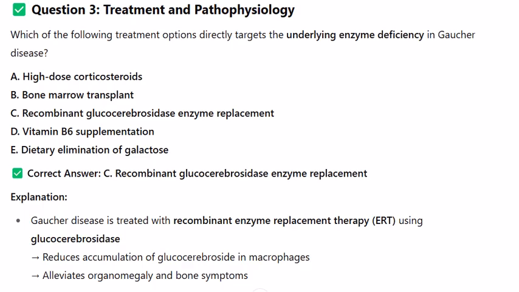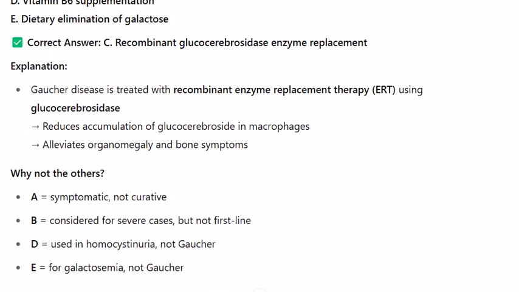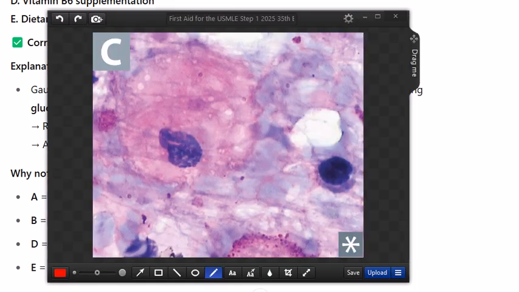Explanation. Gaucher disease is treated with recombinant enzyme replacement therapy using glucocerebrosidase, which reduces accumulation of glucocerebroside in macrophages and alleviates organomegaly and bone symptoms. Why not the others? A equals symptomatic, not curative. B equals considered for severe cases, but not first line. D equals used in homocystinuria, not Gaucher. E equals for galactosemia, not Gaucher.